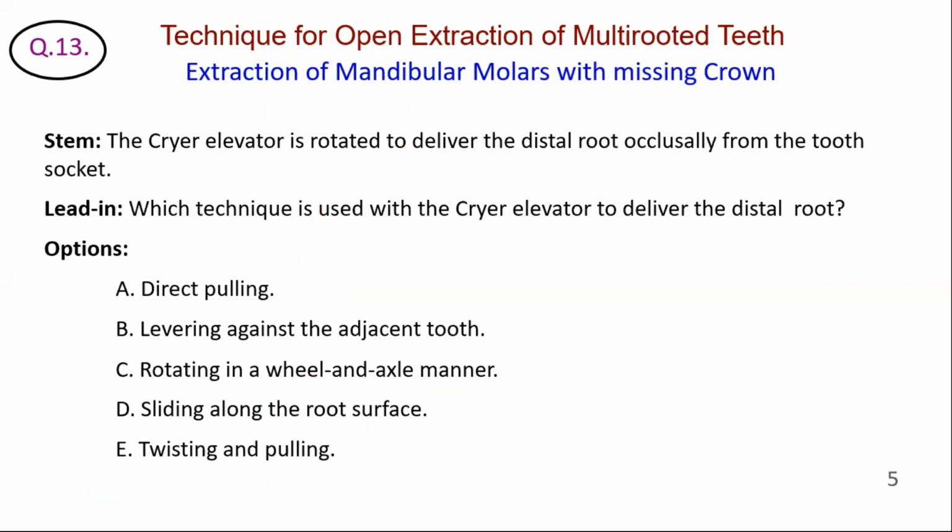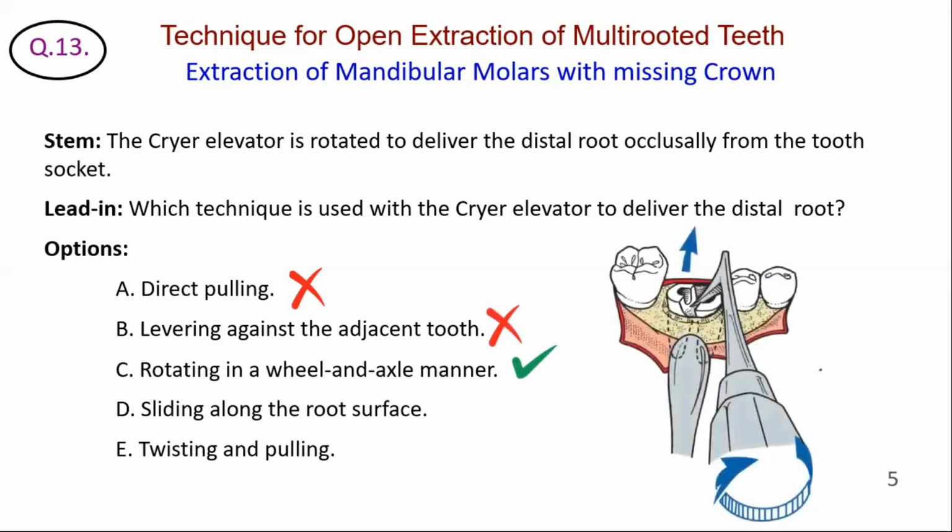The Cryer elevator is rotated to deliver the distal root occlusally from the tooth socket. Which technique is used with the Cryer elevator to deliver the distal root? Not specified in this procedure, not a described technique. The tip of the elevator is placed into the slot prepared by the burr, and the elevator is turned in a wheel and axle manner to deliver the root. This is irrelevant, not the technique used here. So the correct answer is C.